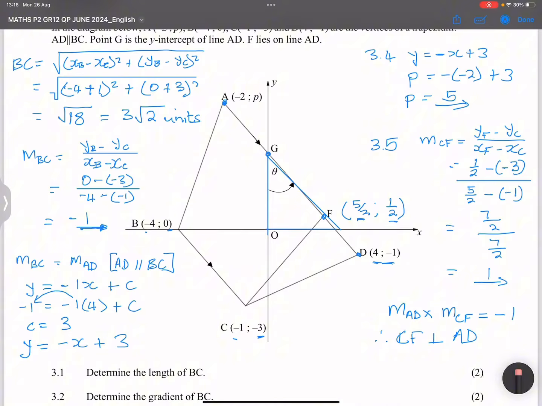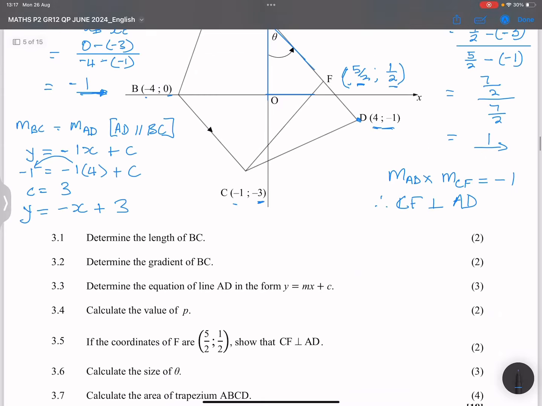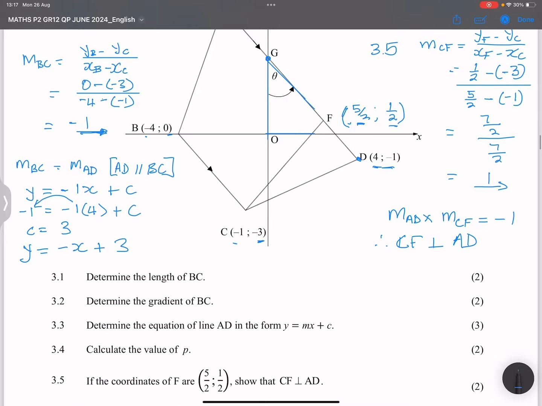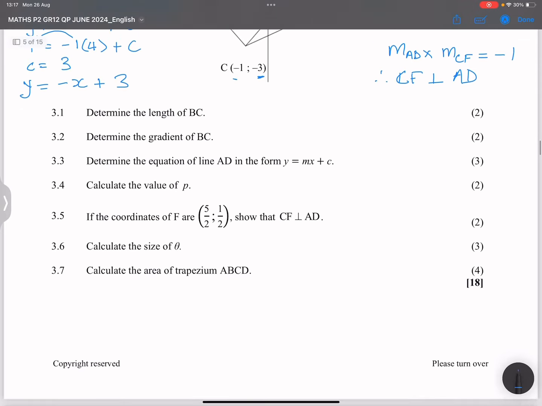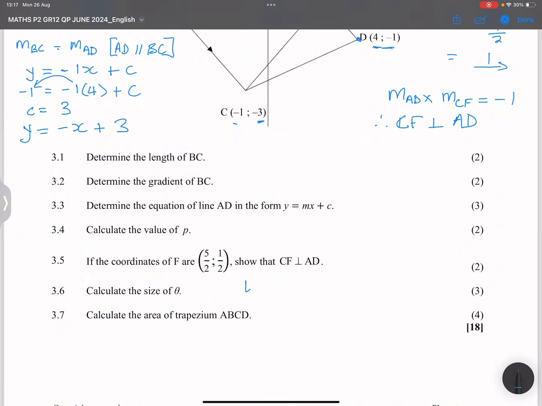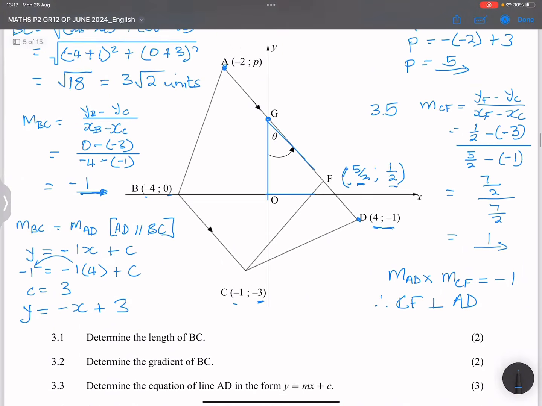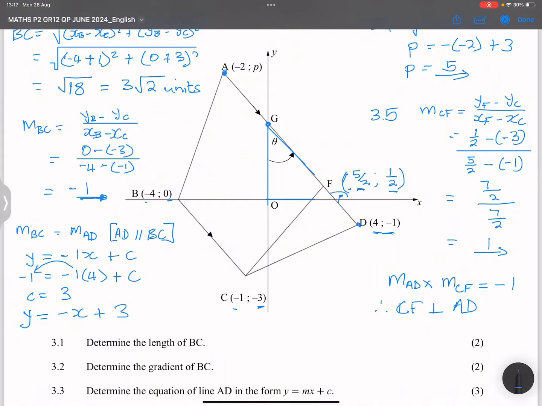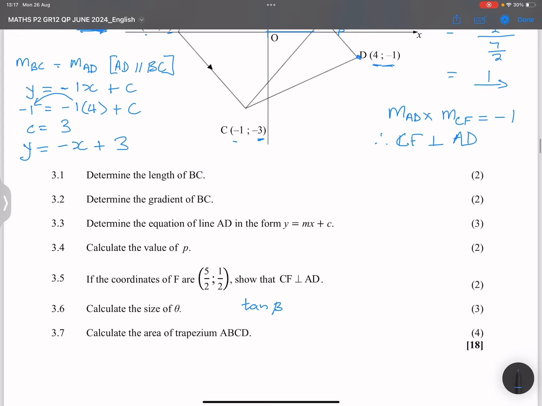So I already have the gradient of the line AD, which means I would be able to determine this angle over here, or at worst, I'd be able to get that little angle over there, the angle of elevation of line AD, right? So I am going to say, let's look for tan of any angle. Let's call that angle beta. Okay, so tan of beta is equal to -1.